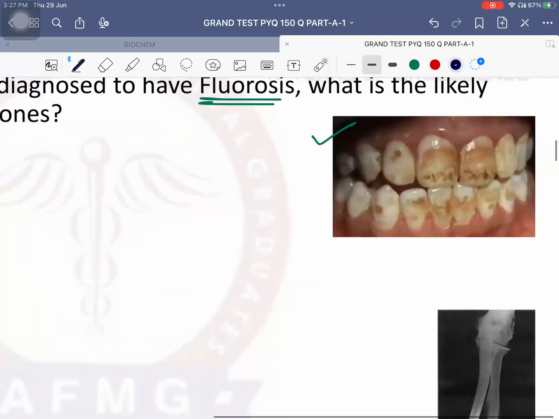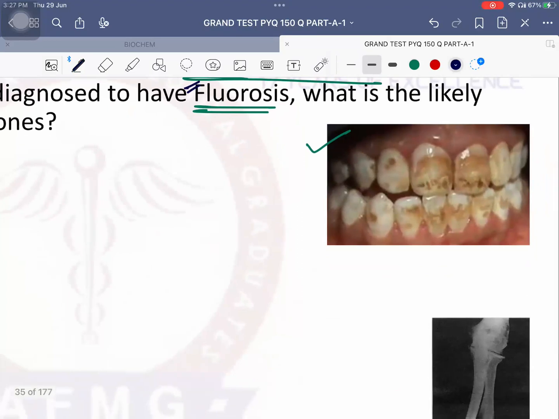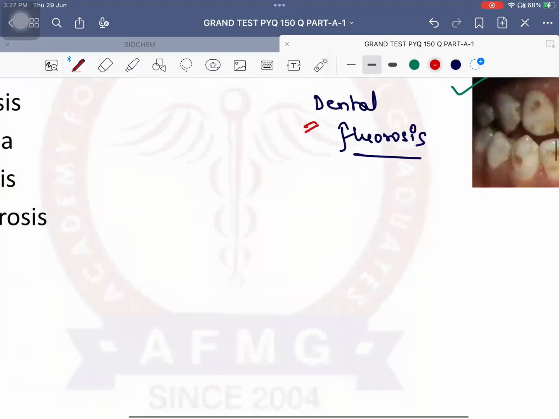So what is the diagnosis? They have already given it as fluorosis. What is the change which is seen in the teeth? This is a case of dental fluorosis. Usually, fluorine is a double-edged word. कमी भी अच्छी नहीं और ज़्यादा भी अच्छा नहीं होता है.